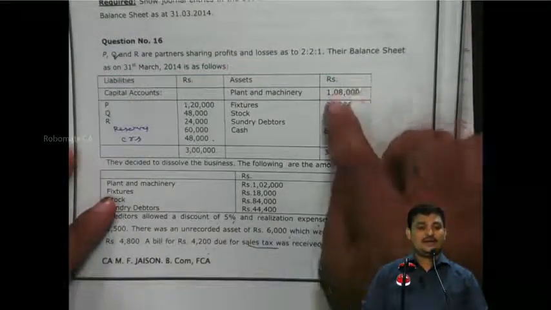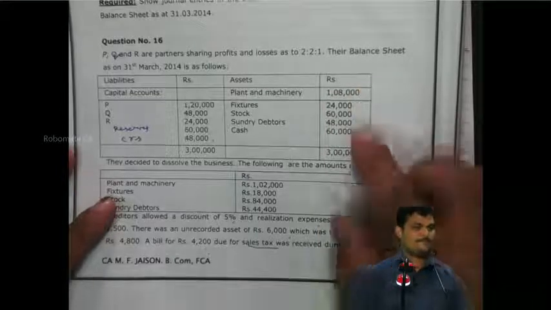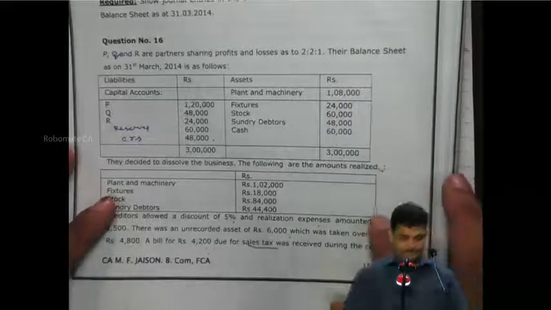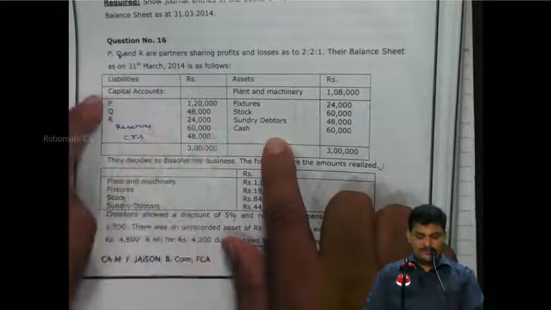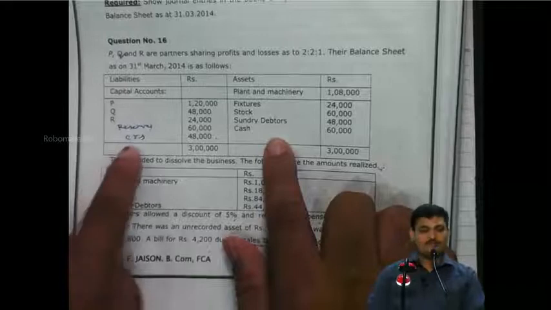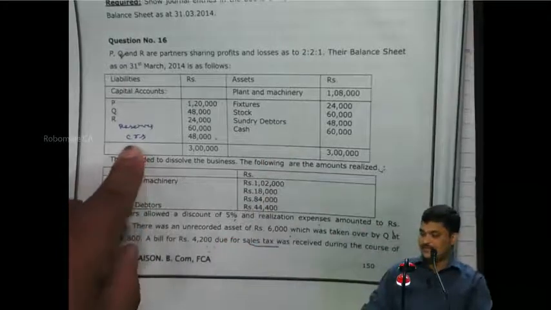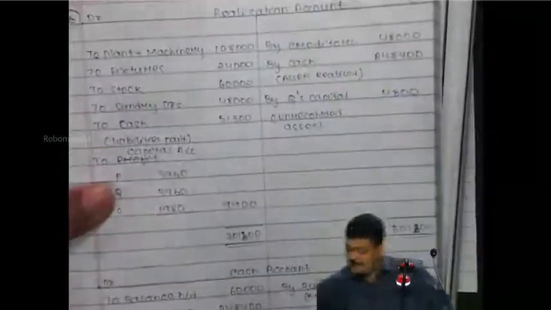1,08,24,60,48. All these things will come in the realization account debit side. Friends, please stop talking. Cash will be taken to the cash account. Capital and reserves to the capital account, creditors to the realization. This is the first stage, that is dismantling the balance sheet.